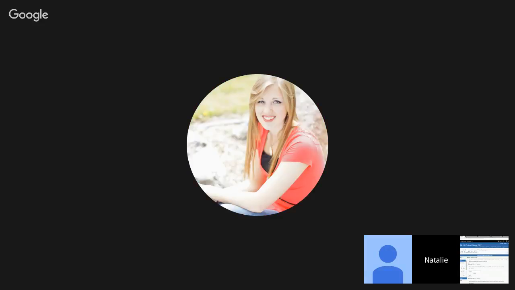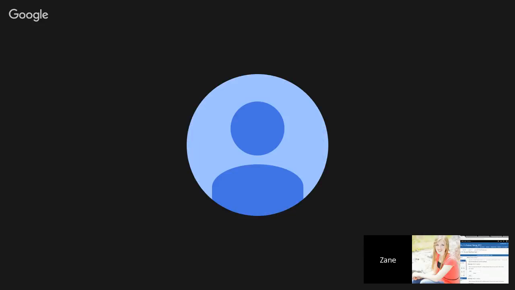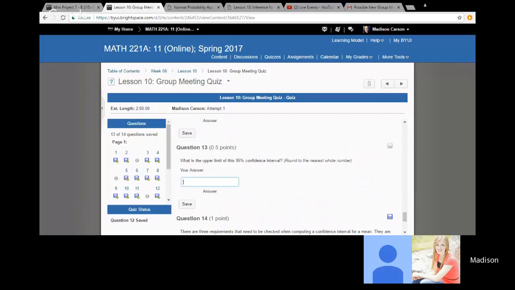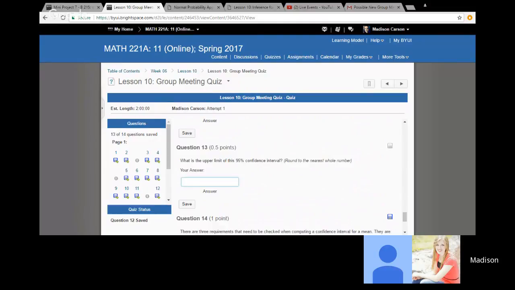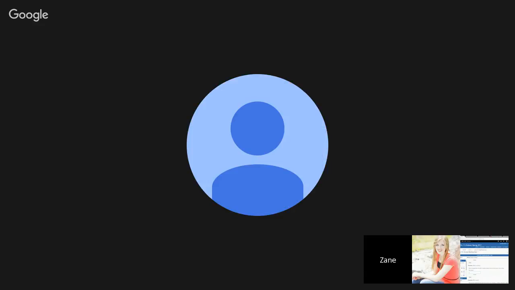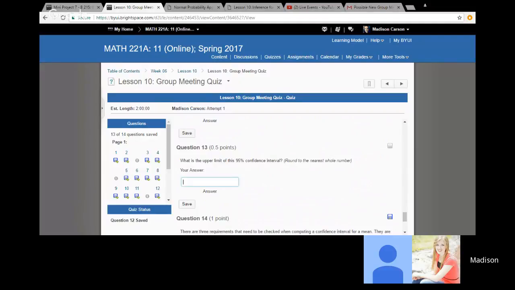What did you guys get for the lower limit? So it's 99,000, and then the highest is 123,000 for the upper limit. Is that what you got, Madison? I got 122,999. Then we round to the nearest, so it'd be 123. But that is a whole number. So you would leave off any decimal, but you don't have to round the 99 because it's a whole number.